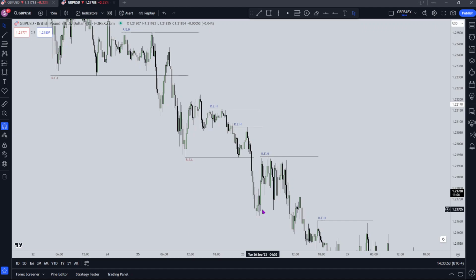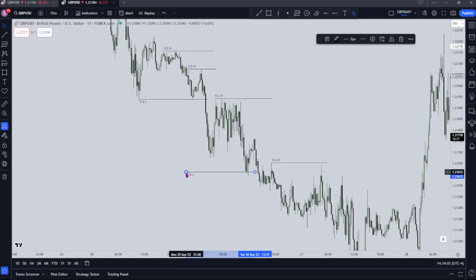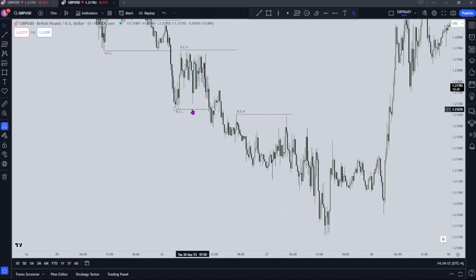Can we see any more relative equal lows? You could argue that these two are relative equal lows, so you could mark out that relative equal lows. What happens? We're in a bearish market, it gets swept. Move lower, any more relative equal lows? Here, here, all of these are all relatively equal lows.